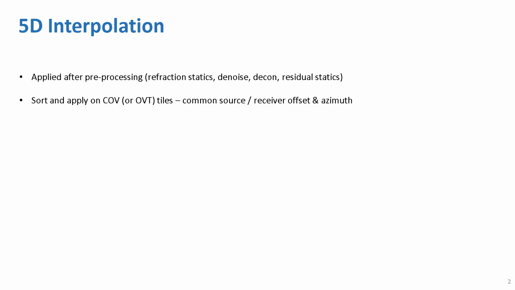What these are is common source, common receiver tiles across the 3D data set. So a common offset, maybe a 1,000 to 1,200 meter range, and a source-receiver azimuth of, say, 0 to 30 degrees azimuth. Once you sort everything, then you can infill with 5D interpolation.